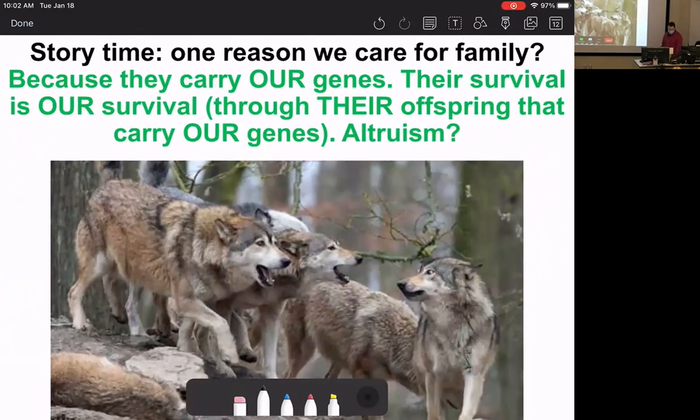There's two breaks in this class, but this is always a fun story. So people always had a really hard time with wolf packs. Why didn't certain wolves in the pack have any children? They were strong, they were fit, they would hunt, they were good, they were well respected in the pack. Was this what we call altruism in nature? Altruism being just selflessness for no other reason. Not quite.